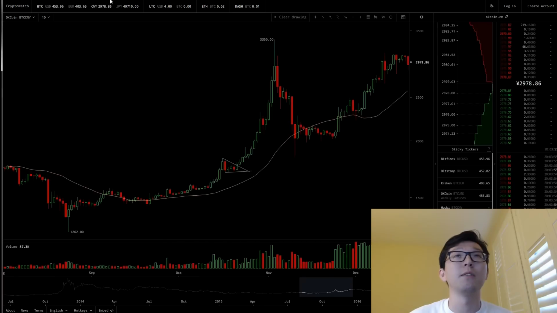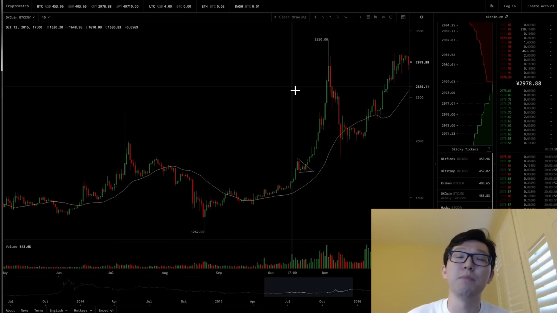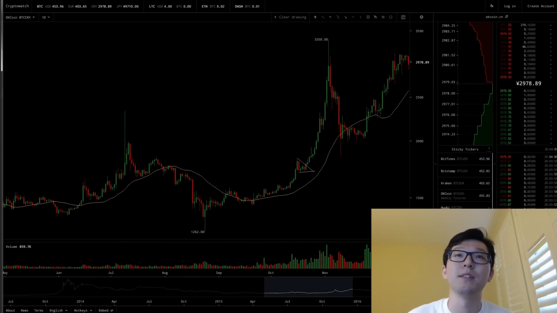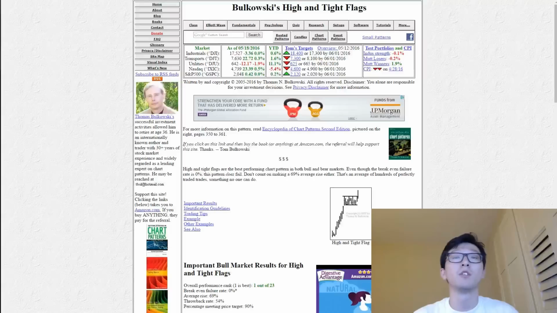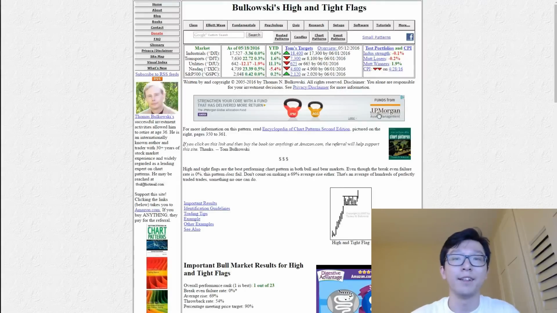So the one particular type of bull flag I want to cover is a high and tight flag. And this is the most reliable indicator I've found in all the chart patterns. That's why I want to share that with you. So I want to go over what a high and tight flag is.